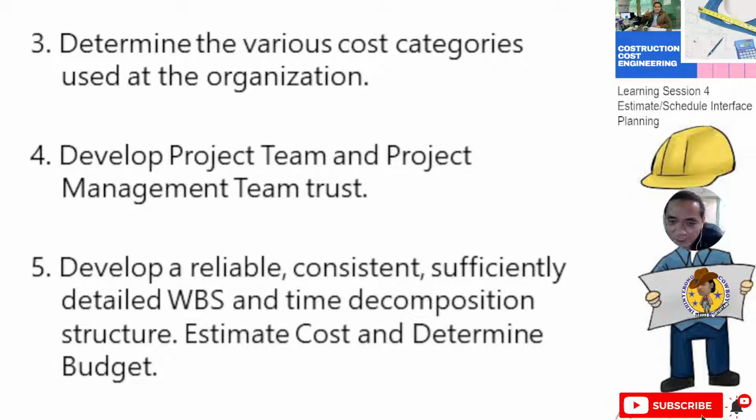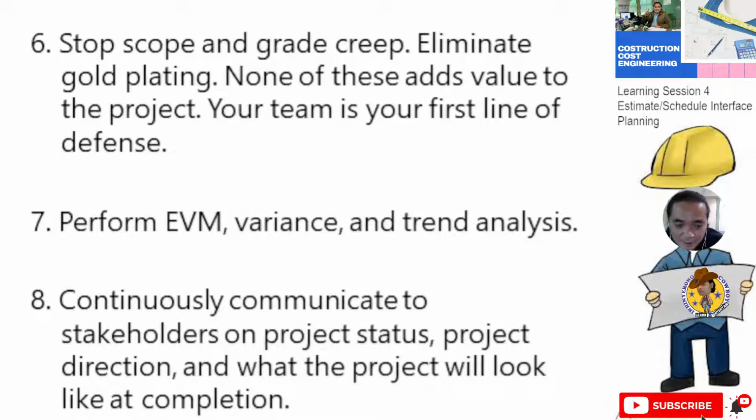Then we have to determine the various cost categories used at the organization. Then number four, you have to develop project team and project management team trust. Okay, so number five, you have to develop a reliable, consistent, sufficiently detailed WBS and time decomposition structure. Then estimate cost and determine budget. And number six is stop scope creep, eliminate gold plating. None of this adds value to the project. Your team is your first line of defense.